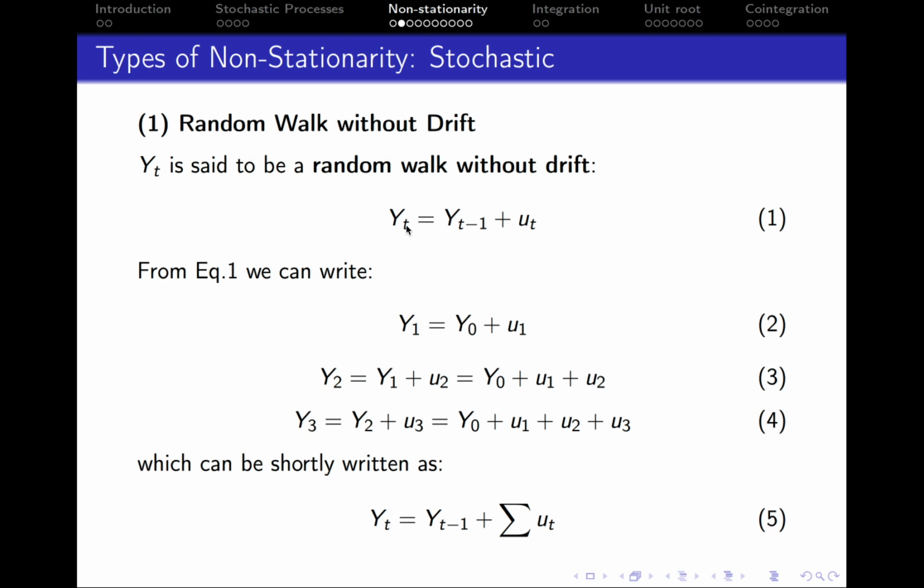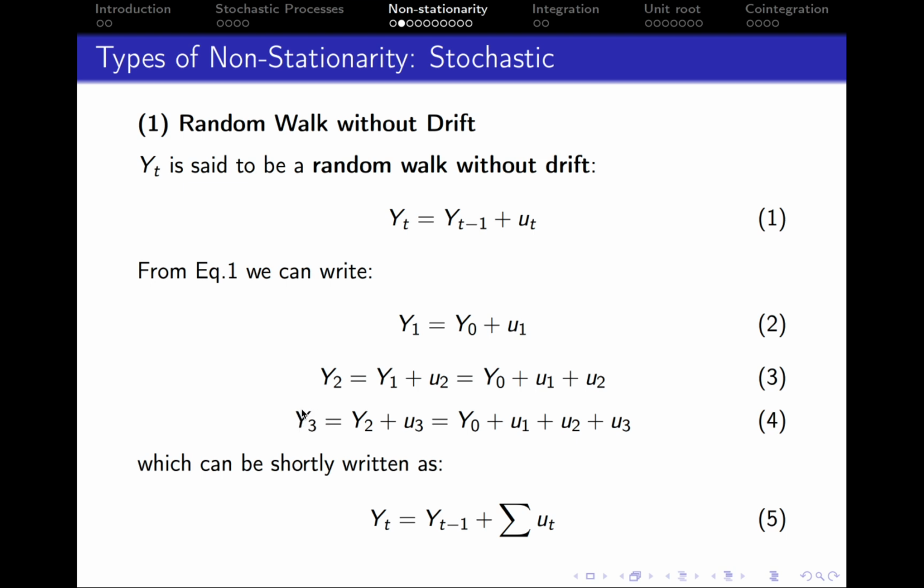So if instead of t we substitute the value of 1, we get that y1 is equal to 1 minus 1, which is y0, plus the error term 1. If we would like to get the equation for the second y, instead of t we substitute 2, and we get y2 is equal to y1 plus the error term. And we have the equation for y1. Here it is, y0 plus u1. So instead of y1, we substitute y0 plus u1, and we get y0 plus u1 plus u2.